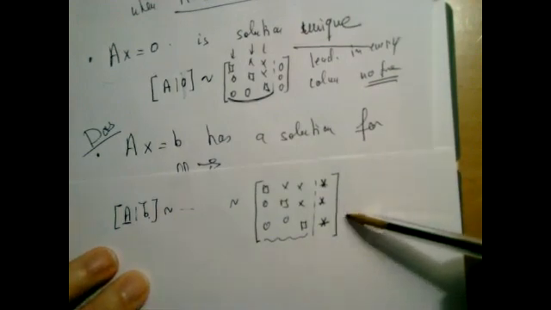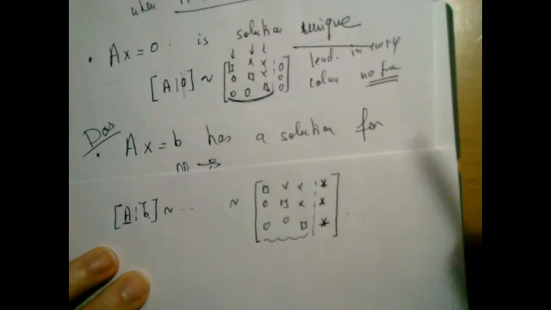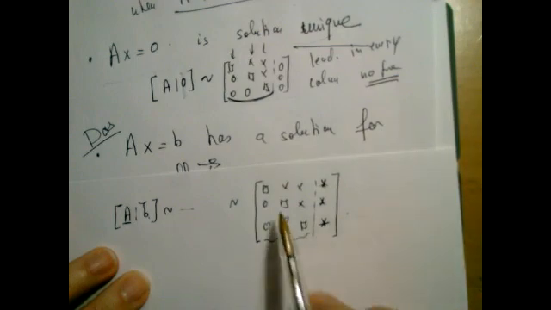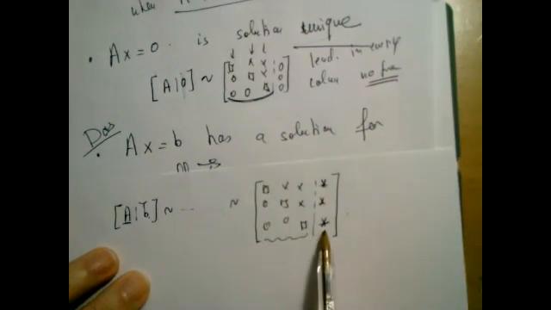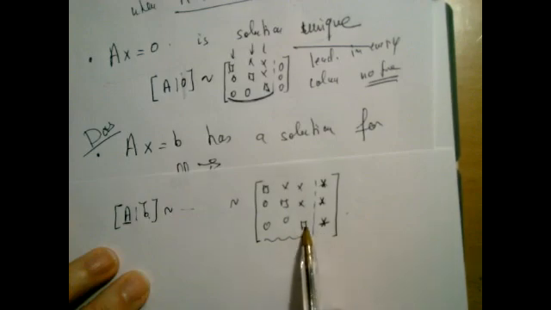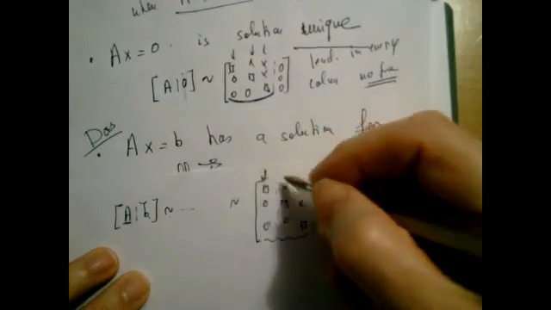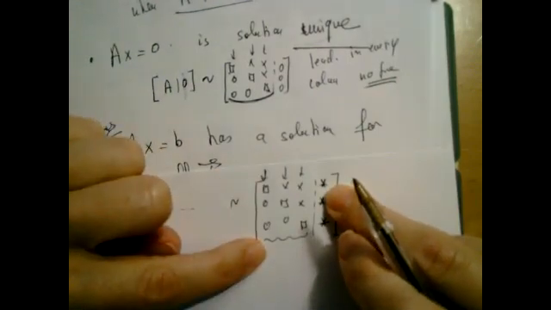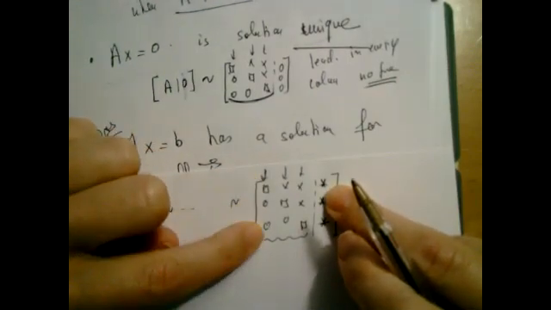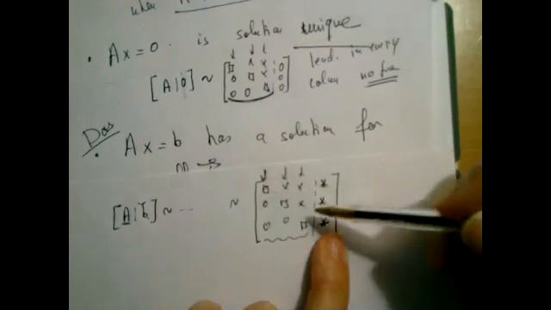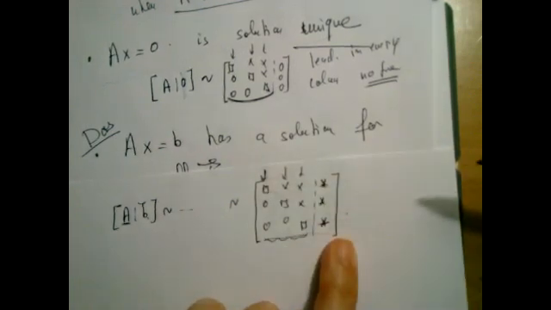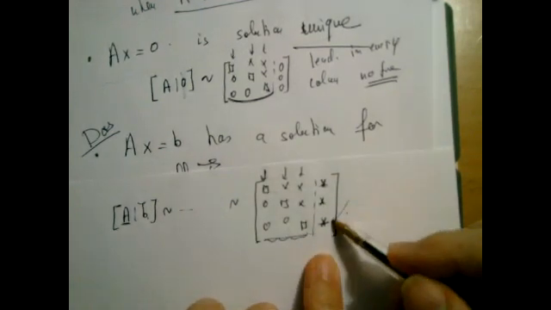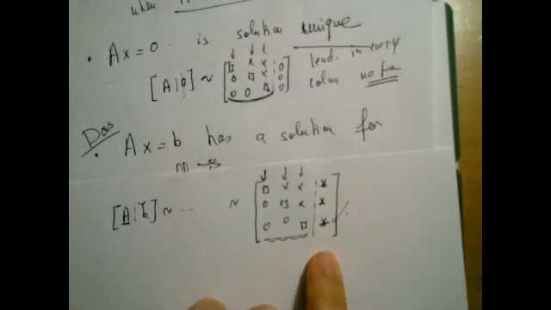Is there room for inconsistency in this scenario? There is no way I can have a pivot here because all the pivots are here. I have 3 leading, and we cannot have more than 3 leading because we have 3 rows. So the maximum number of leading is 3, and all those leading are right there. So there is no more room for a leading in the last column.